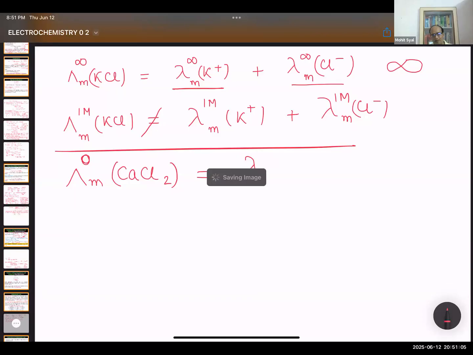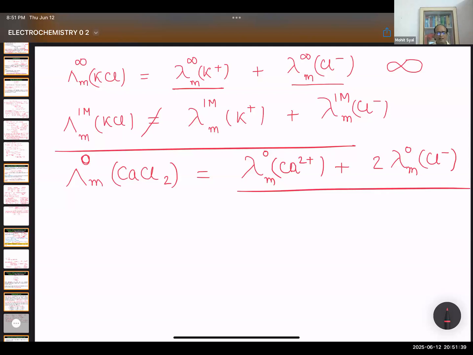Is it clear? So at infinite dilution, the molar conductance of calcium chloride as a whole will be equal to the sum of the molar conductance of calcium ion and chloride ion, because chloride ions are present as 2 mole. So twice the limiting value of the molar conductance of the chloride. Is it clear?